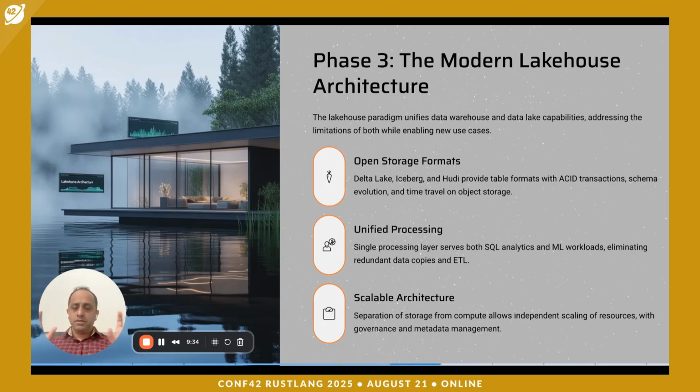All of this is on scalable object storage. It basically decouples compute and storage. It gives you the ability to use a single processing layer to serve both SQL users and machine learning users, which eliminates the need for redundant copies of data. The architecture is born scalable because you're decoupling your storage and compute layers. So separating them allows independent scaling of resources with governance and metadata management.